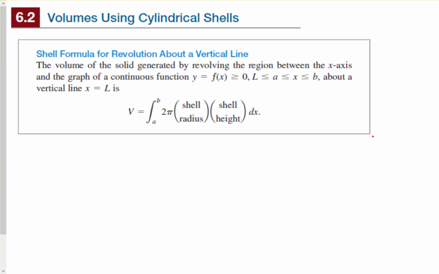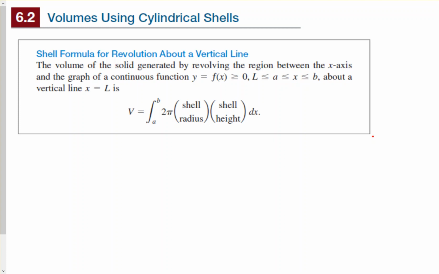Hello and welcome to 6.2, volume method with shells. So in short, we call this the shell method. In general, we use what we call the shell.